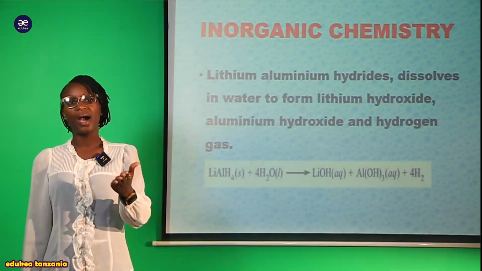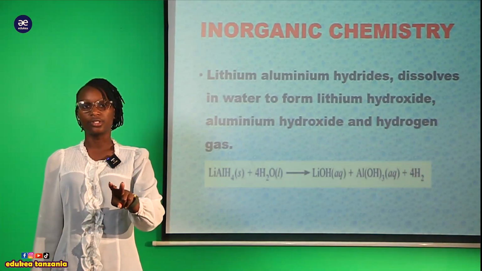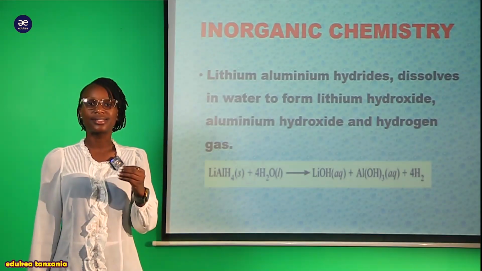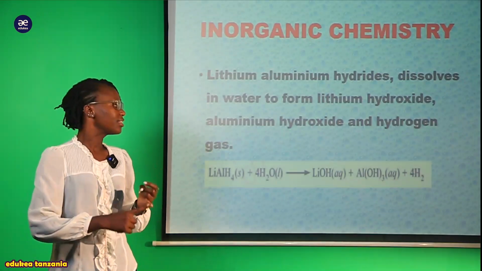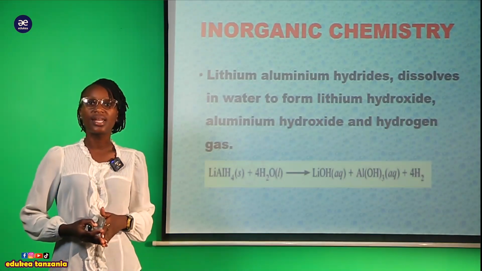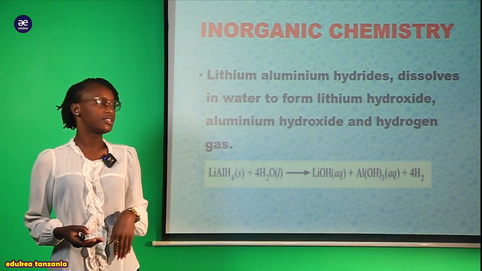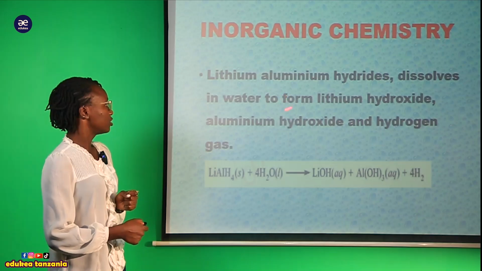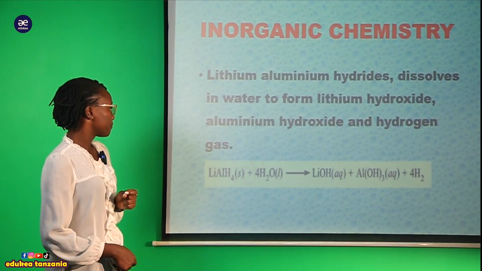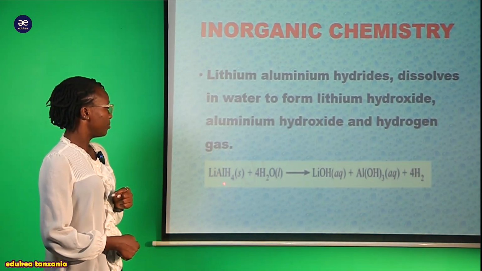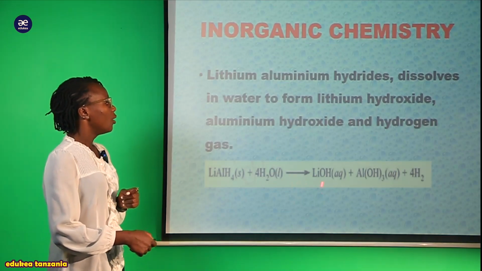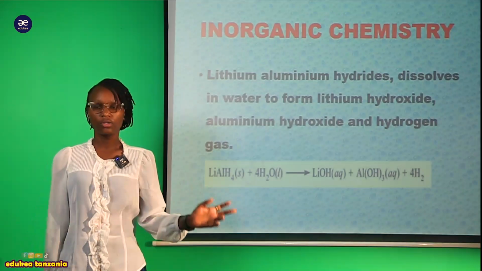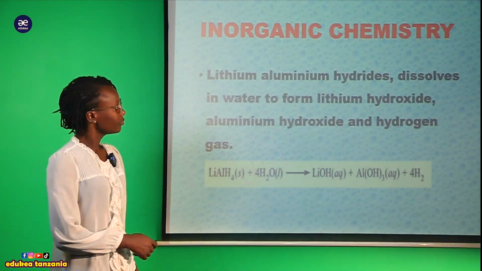In this lithium aluminium hydride compound you will see that there are two elements: lithium and at the same time aluminium. Now when it dissolves in water, or reacts with water, we get lithium hydroxide but also aluminium hydroxide, and finally we release hydrogen gas. This is the reaction which demonstrates the reaction of lithium aluminium hydride. As you see here, this is lithium aluminium hydride plus water molecule. We're going to form these products, lithium hydroxide, aluminium hydroxide, but also hydrogen gas.